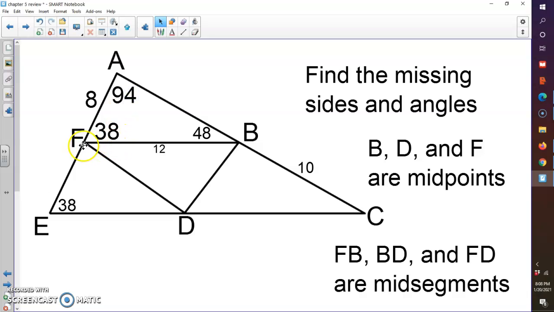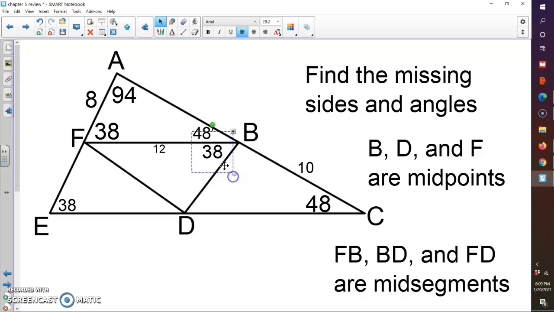Now we just got done saying FB and EC are parallel, which means we have corresponding angles over here as well. So this has to be 48 degrees. Now, how can we get more angles from what we already have right now? Well, AE and BD are parallel. So therefore, you have alternate interior angles right here. Since BD and AE are parallel, this is 38, and this has to be 38.